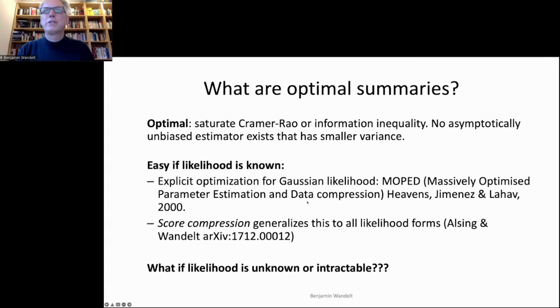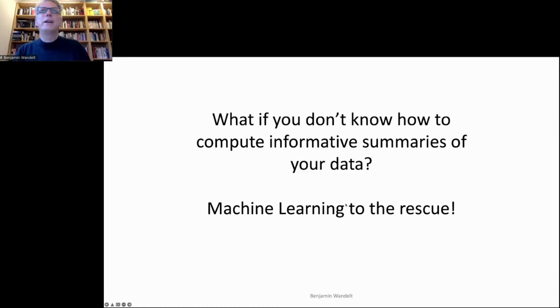These are paper references for how to do optimal compression when you have the likelihood. But again, we're in a regime where the likelihood is unknown or intractable. So can we go beyond that? And again, we can use machine learning.